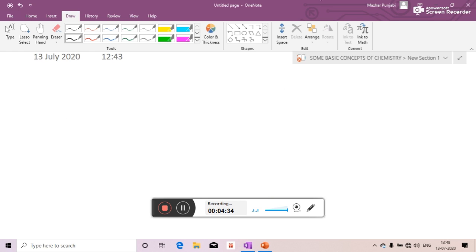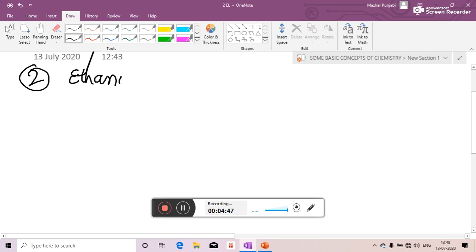Now let us take another example. Suppose we have to find out the percentage of atoms in ethanol. The formula of ethanol is C2H5OH. First of all, we have to write the atoms of the same type together. So that is equal to C2H6O. So we can write all the 6 hydrogen together.